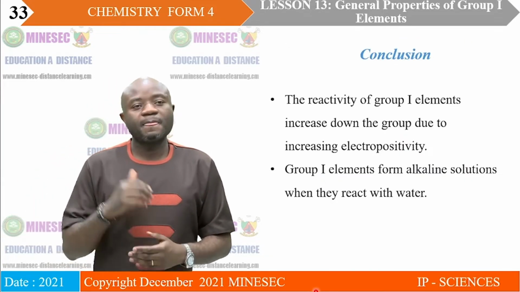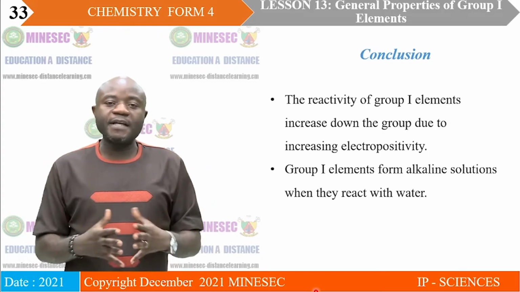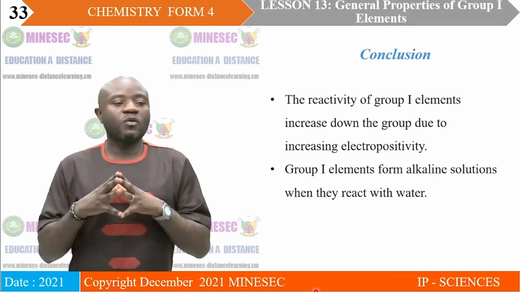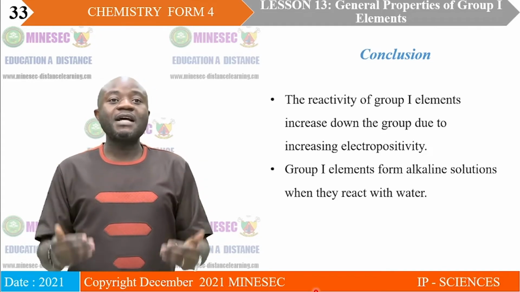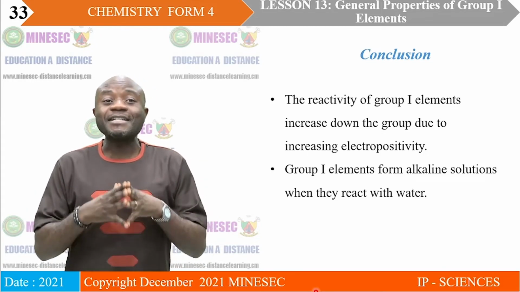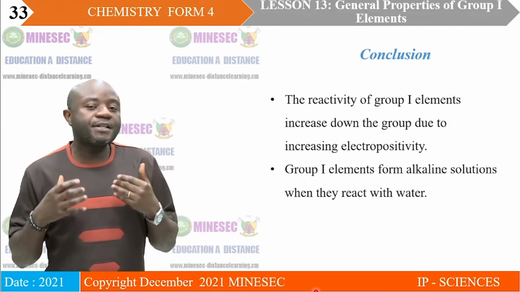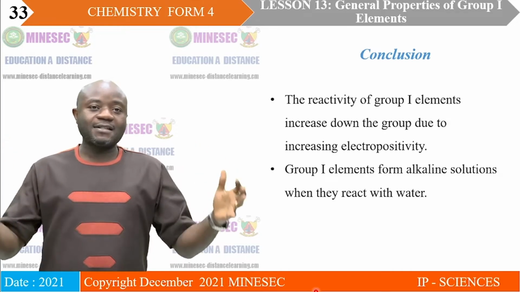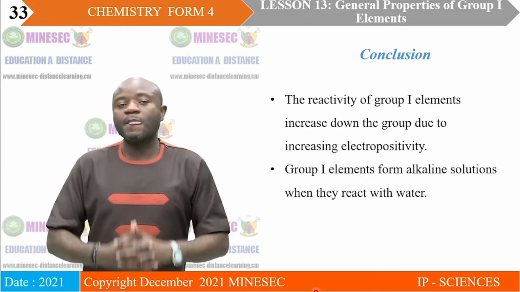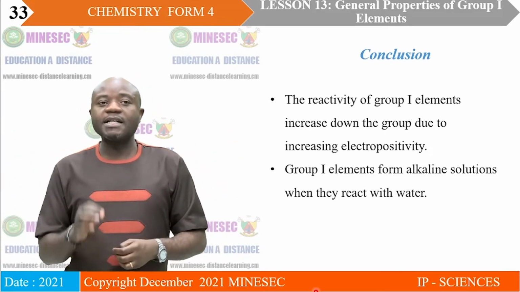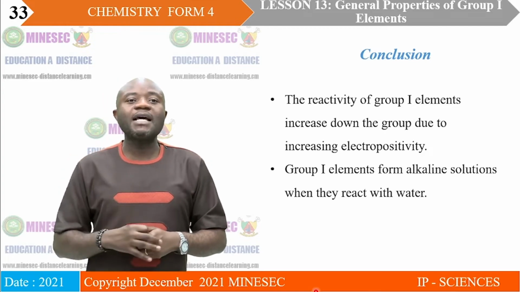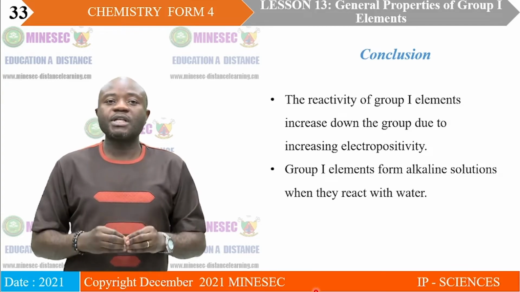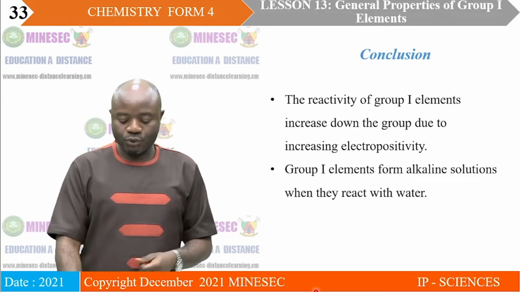Conclusion. In this lesson, we have seen that group 1 elements are very reactive metals, and their reactivity increases down the group. And this is due to an increase in electropositivity as the sizes of the atoms increase down the group. Secondly, it is important to note that group 1 elements are called alkali metals because they react with water to form alkaline solutions.